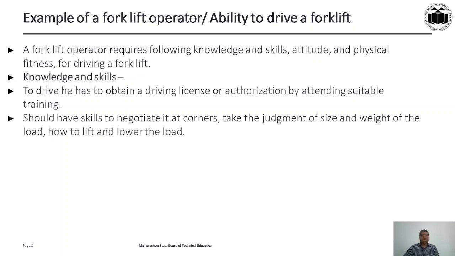He should have skills to negotiate it at corners. Because generally in factories, the alleys and gangways are small, the corners are sharp, and you know that the forks of the forklift are extended further, and so you must have the skill to negotiate at the corners, take the judgment of size and weight of the load. You must have that skill to take the judgment of the load, and there are different types of load having different volume and weight, and he must know how to lift and lower the load.